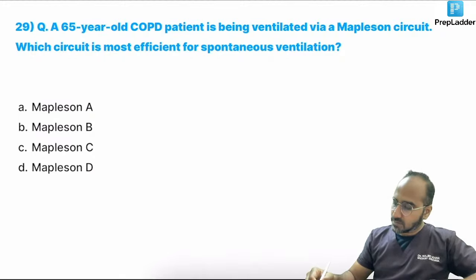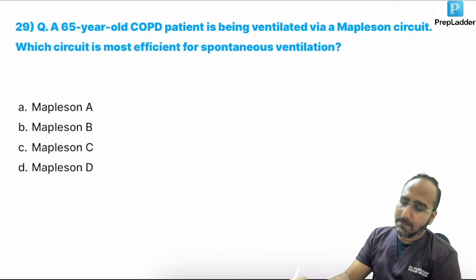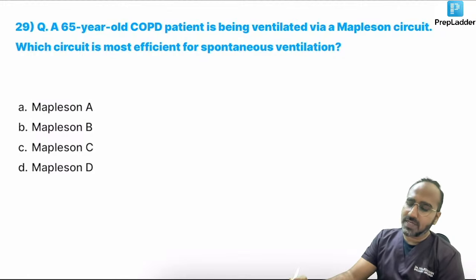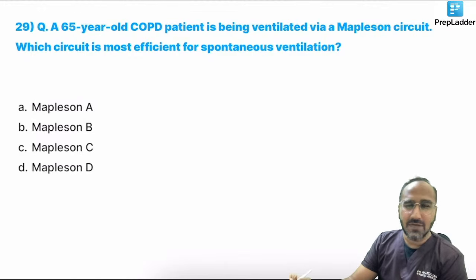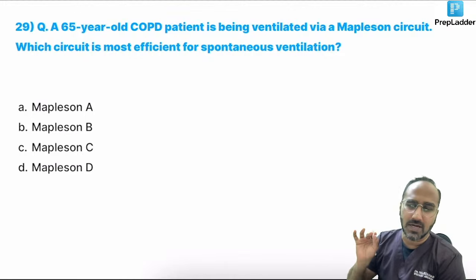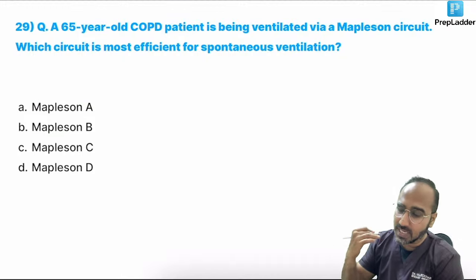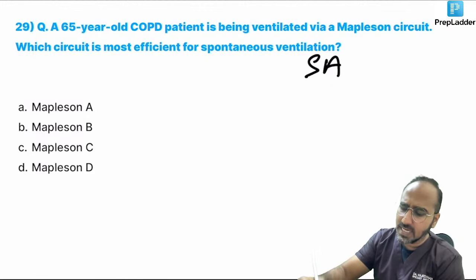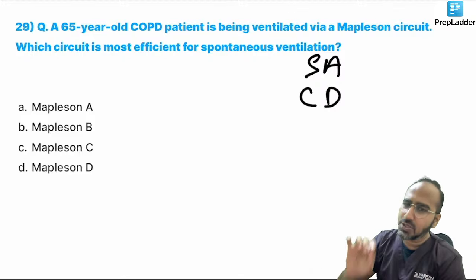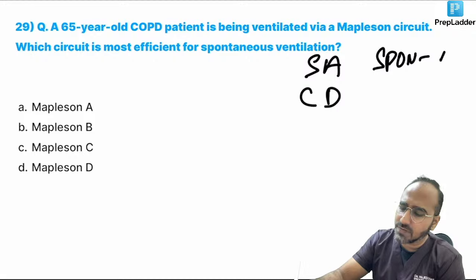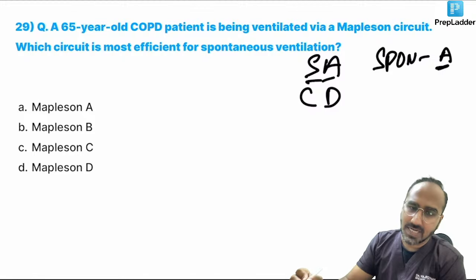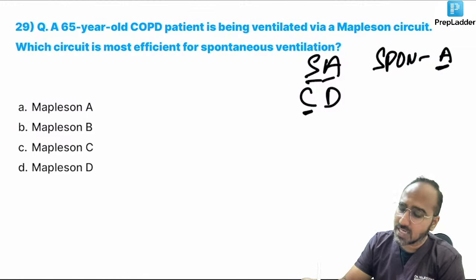Now, next question guys. A 65-year-old patient is being ventilated through a Mapleson circuit. Which circuit is most efficient for spontaneous ventilation? Guys, remember he is asking for spontaneous ventilation. Whenever the question is for spontaneous or controlled ventilation and he's asking about the circuit, you should write one thing, SACD. That you should remember. SA is what? S is spontaneous. For spontaneous, the circuit of choice is the Mapleson A circuit. CD is what? C is controlled. For controlled ventilation, the circuit of choice is D.